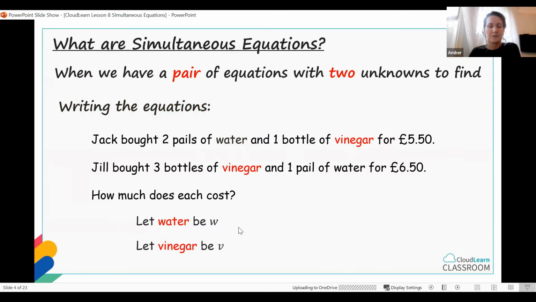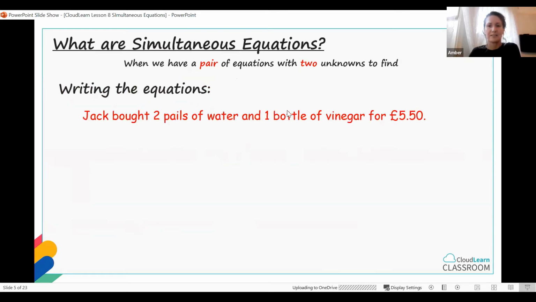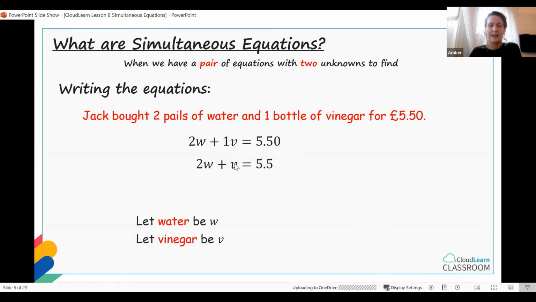So putting that into an equation now, let's have a look at the first sentence. We know that Jack bought 2 pails of water and 1 bottle of vinegar for £5.50. So we can pop that into an equation. We've got 2 pails of water, so that's 2W, because water is W. And 1 bottle of vinegar, so that's 1V, because V is vinegar, costs us £5.50. And making that a little bit nicer algebraically, we've got 2W plus V is 5.5, okay?